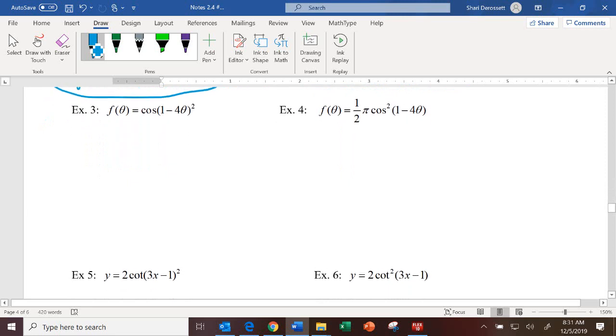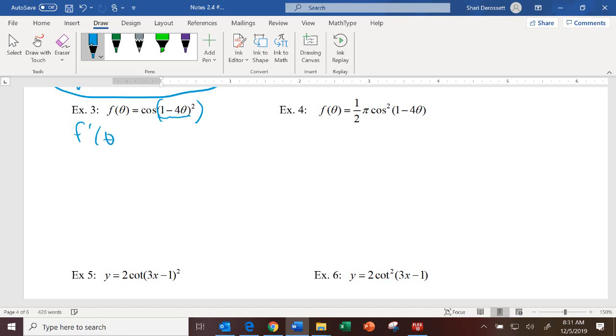All right, let's look at example 3 now. Same thing, our angle is getting squared. So what are we going to do first then? Take the derivative of cosine u, correct? Because there's really another parenthesis right there. So our first step then is the derivative of cosine u. And what is that, everybody? Negative sine of u.